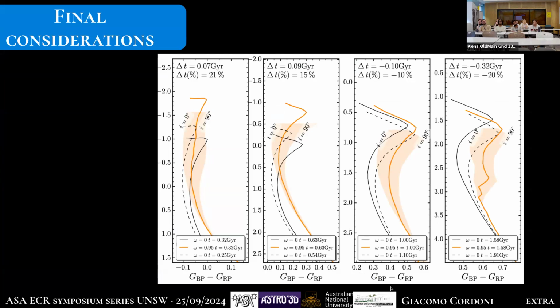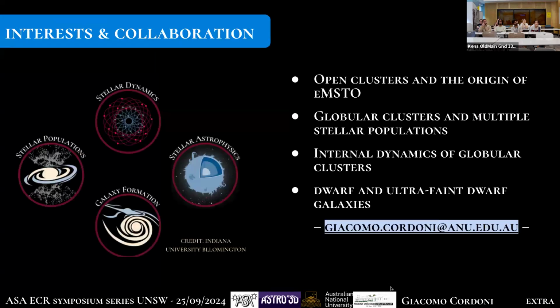Otherwise, you see that the black line is the non-rotating isochrone. The orange line is the rotating isochrone with the same age. You see that there is a large displacement in the main sequence and in the turnoff. And in particular, usually we use the turnoff to date the cluster. So it's very important, if we want to get the ages right, to include stellar rotation.